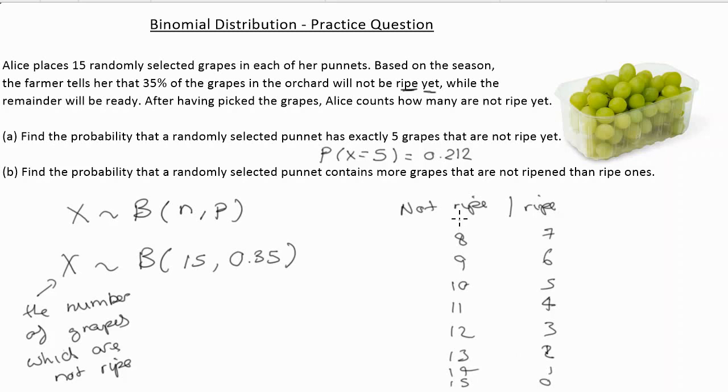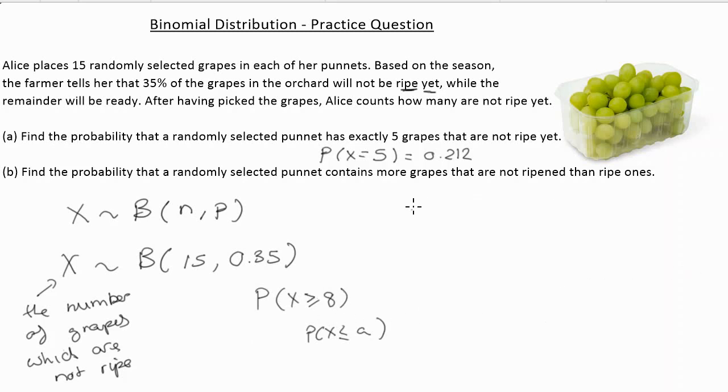We couldn't have any less than this, because if we only had 7 grapes that are not ripe, we'd then have 8 ripe grapes, so there'd be more. So we don't want that scenario. So I'm going to remove that because we don't want it. Okay, so we want the number of grapes that are not ripe. So remember, we represent this like that. We want the number of grapes that are not ripe to be greater than or equal to 8. Now, our calculator can only find things of the form less than or equal to some number. So we have to convert this into that form.